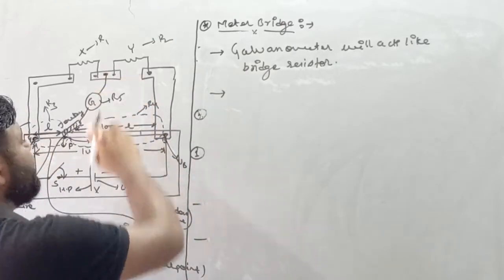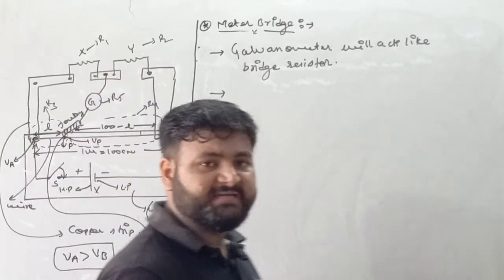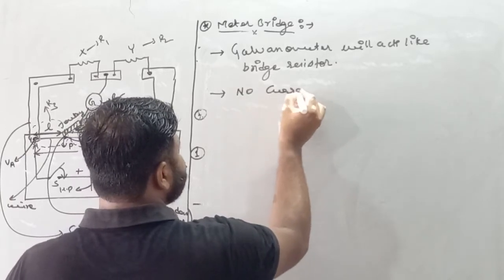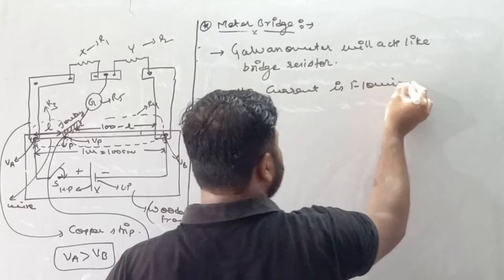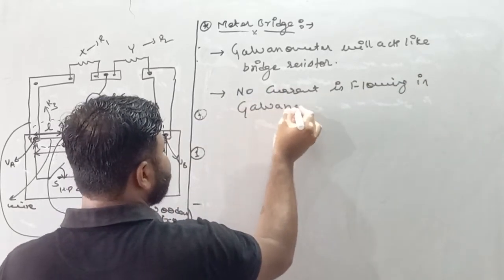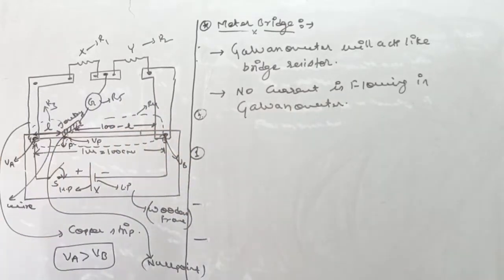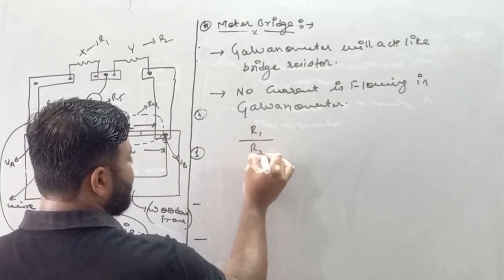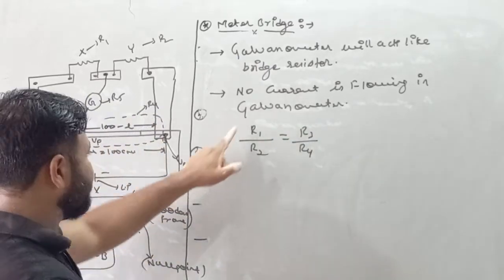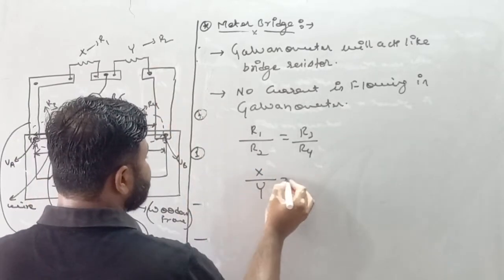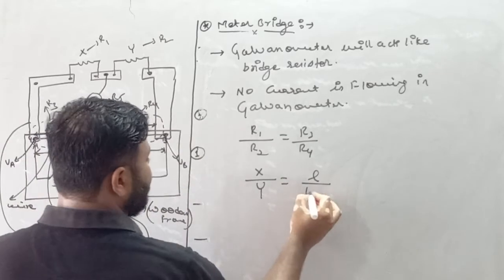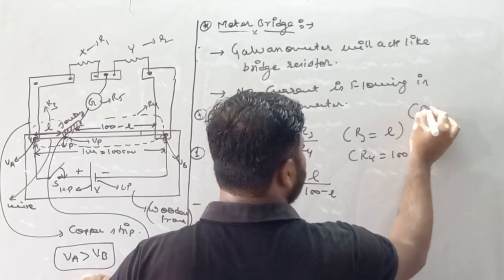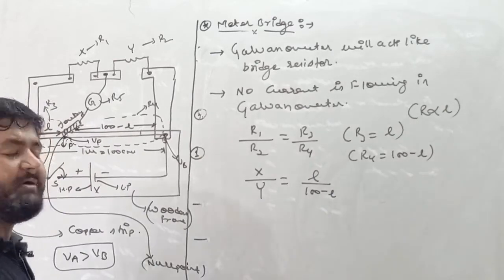Next point is, no current is flowing in the galvanometer, and if no current is flowing, it implies the Wheatstone bridge is balanced, because we have 5 resistors. So if no current is flowing in the galvanometer, then we can say the Wheatstone bridge is balanced. So what is the balance condition of the Wheatstone bridge? R1 by R2 is equal to R3 by R4. Now see, R1 is X, R2 is Y, R3 is L, and R4 is 100 minus L. Here R3 is considered to be L and R4 is considered to be 100 minus L, because resistance is directly proportional to the length of the conductor.